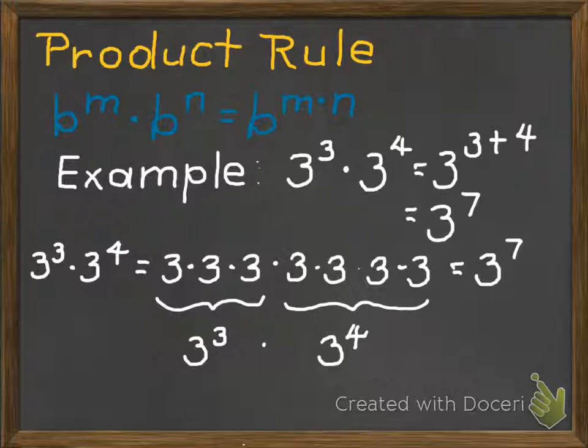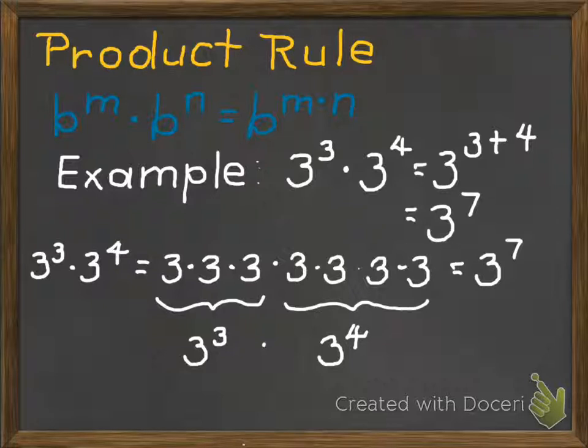So for example, we could have our base b as 3, and our m as 3, and our n as 4. So we would have 3 to the power of 3 times 3 to the power of 4, and that is equal to 3 to the power of 3 plus 4. 3 plus 4 is 7, so 3 to the power of 3 times 3 to the power of 4 simplifies to 3 to the power of 7. Well, how do we know that it simplifies to 3 to the power of 7? How do we know that we just add the exponents?